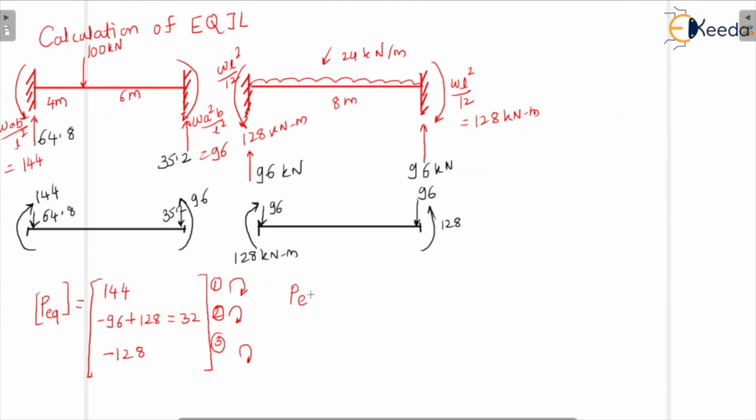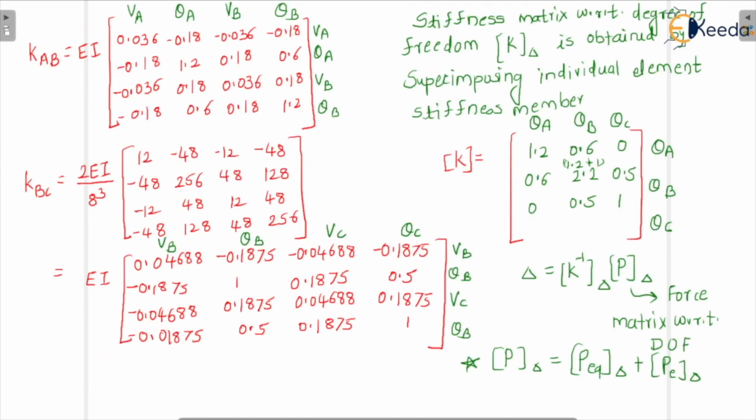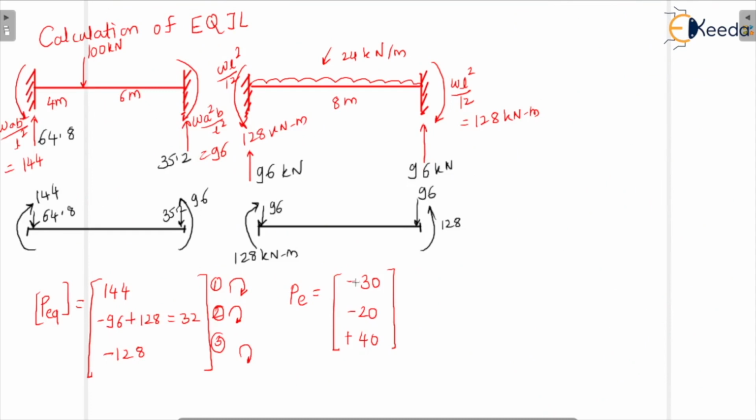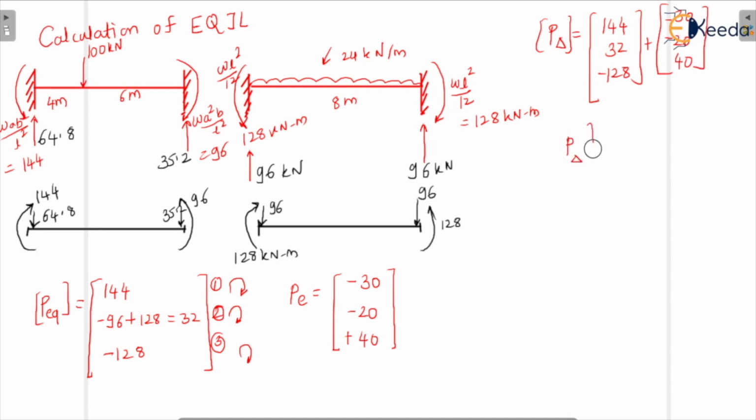So PE is equal to minus 30, minus 20 and plus 40. So this we will see only through our problem. Okay, 30, 20 and 40. Okay, so these are the values we have written here. Now let us find out the total. So we will simply add them up. Okay, this plus this. So let's write down, P delta is equal to, add these two columns, 144, 32, minus 128 plus minus 30, minus 20, plus 40. Okay, so this gives us the answer P delta is equal to 114, 12, minus 88.